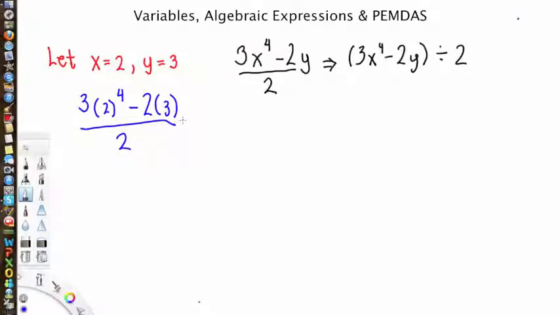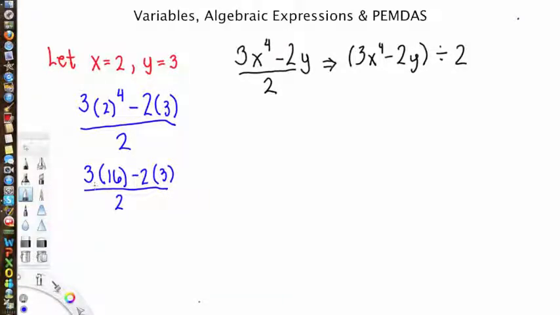Now, according to order of operations, what should we do first? We should take care of our exponent. Okay, we have an exponent right here, 2 to the fourth power. So this is going to become 3 times 2 times 2 times 2 times 2, which is 16, minus 2 to the third power. I bring down all the rest of my mathematical information. I want to keep track of it. I want to keep it organized.